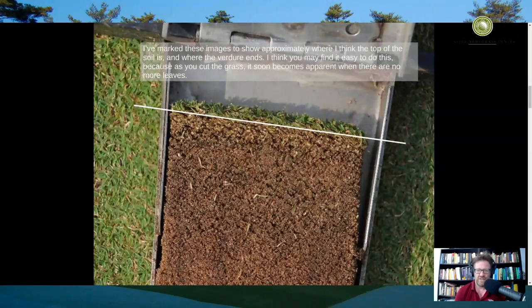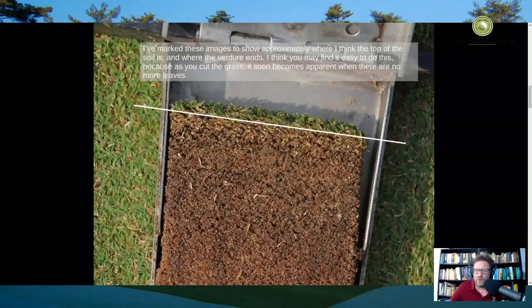Or you can measure the 0 point down to the 2 centimeter point, the same way that I do, if you are aligning it with this line that's at the bottom of the grass and what I would consider the top of the soil.